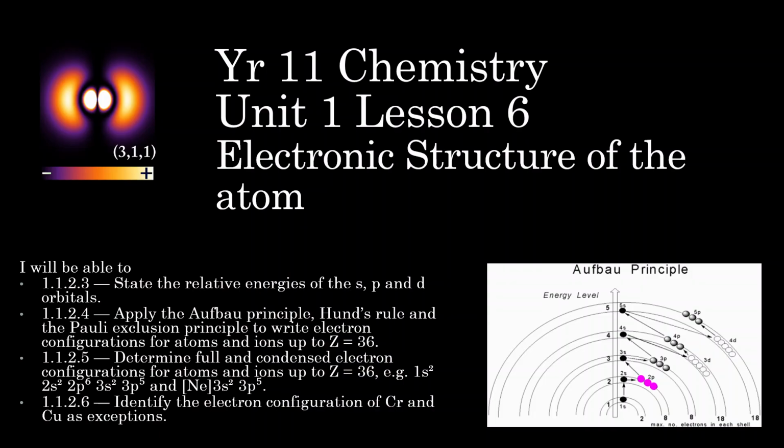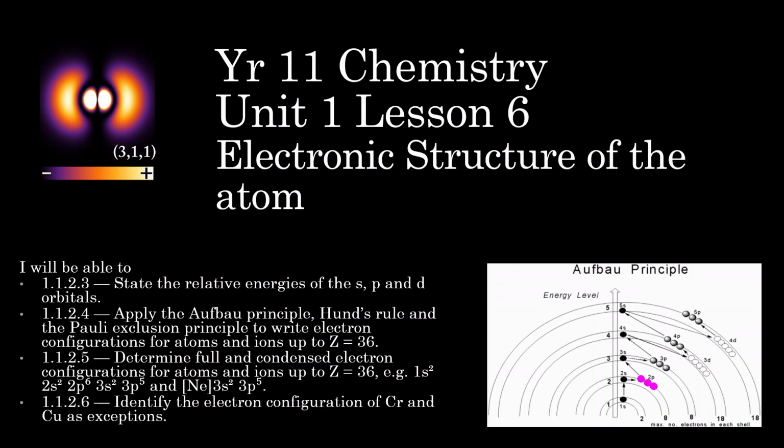Today we're going to look at the electronic structure of the atom. So that is, what about the electrons? What we need to do is think about where the electrons are sitting in the atom. We've learnt about the protons and the neutrons and isotopes so far. Now let's consider the third subatomic particle.